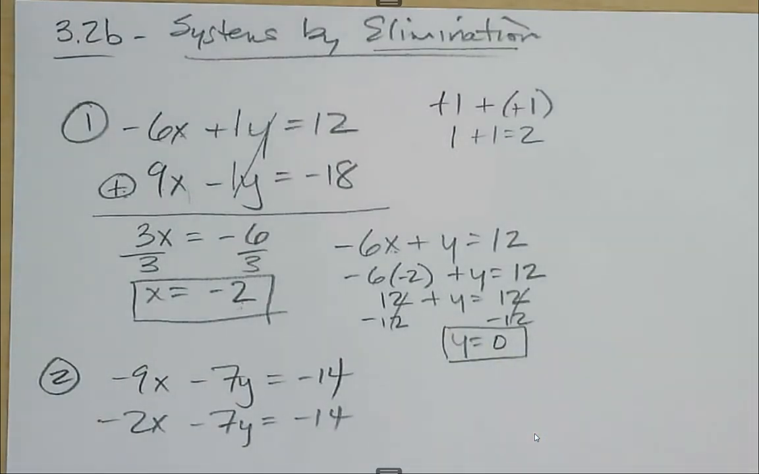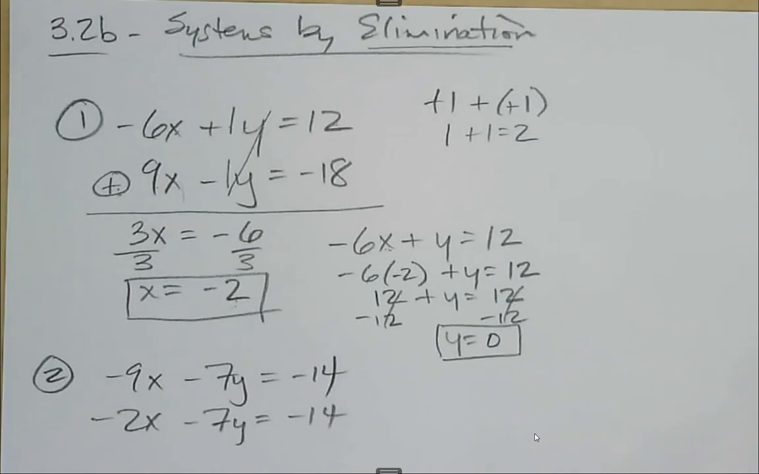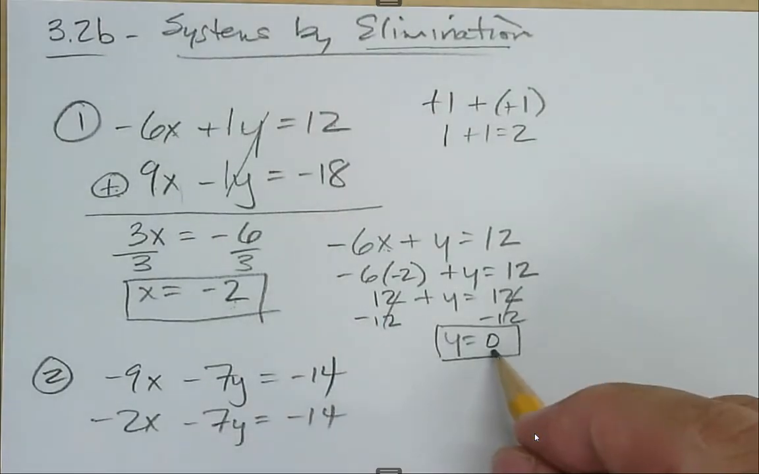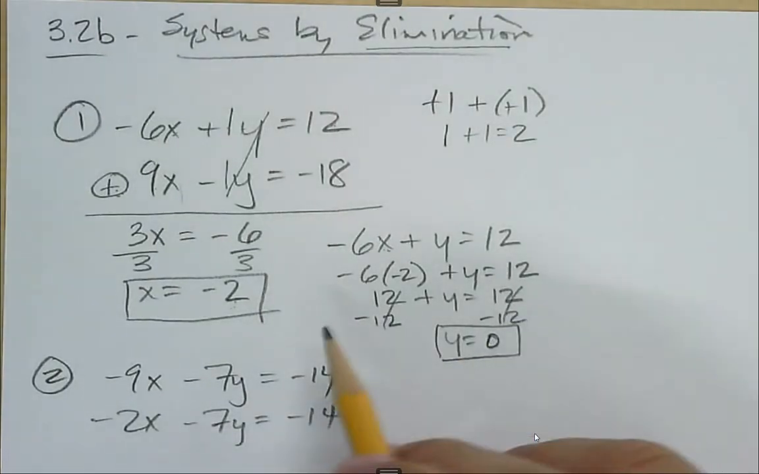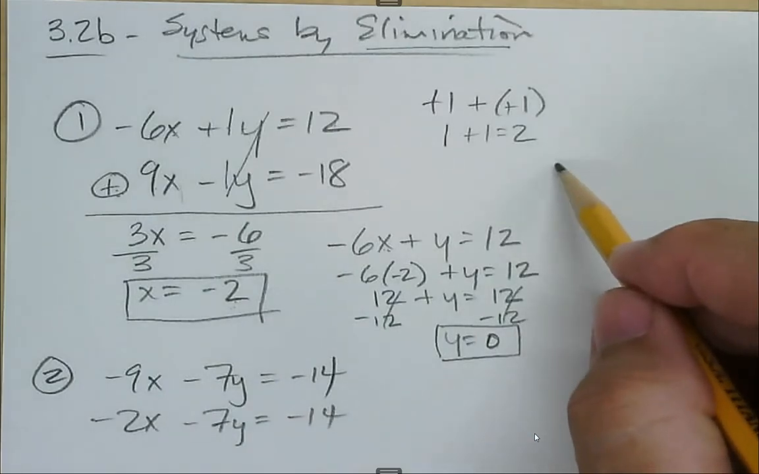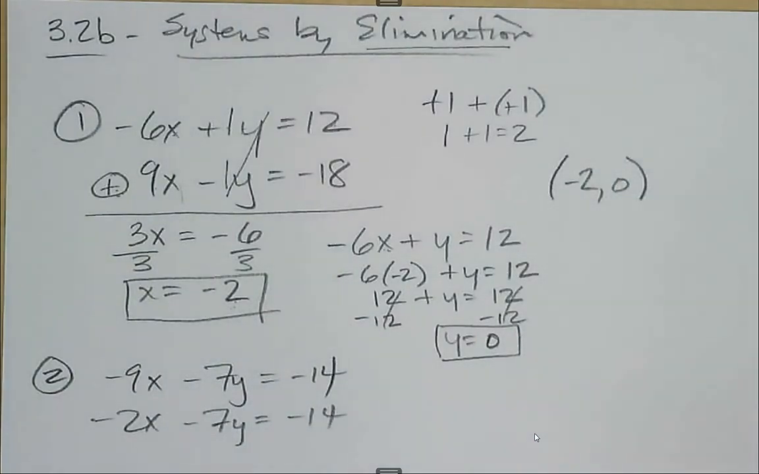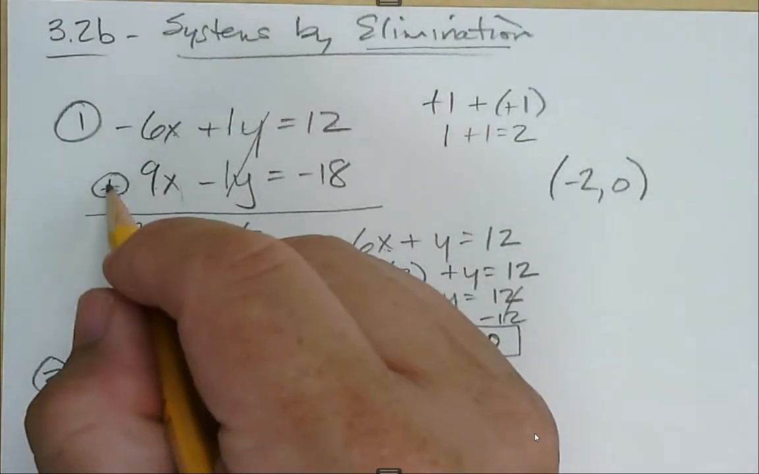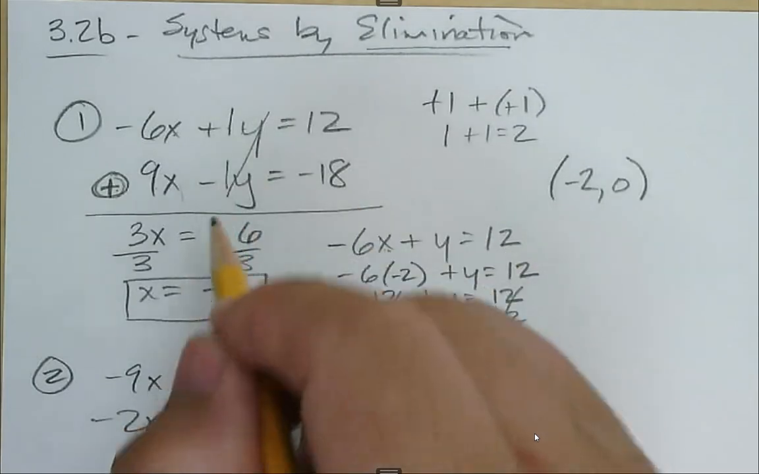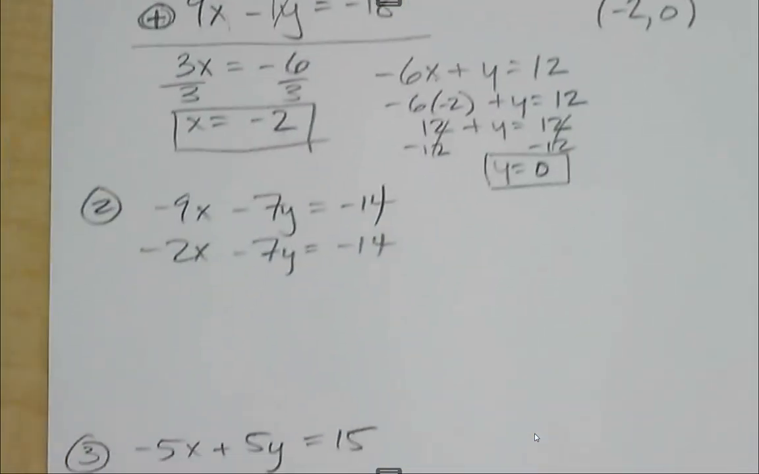Sometimes we get scared and we think that cannot possibly be right. But that is absolutely right in this case. So the ordered pair that's going to be our answer here is going to be -2 and 0. Okay, that would be the answer for our first system. Now, in this case, we used addition in order to eliminate. So let's look at the second case.